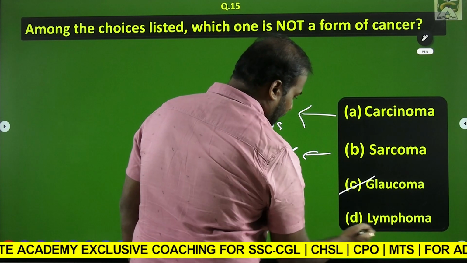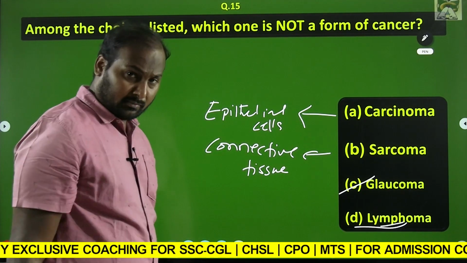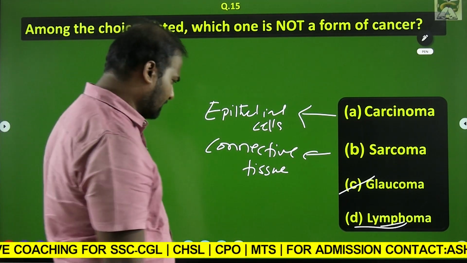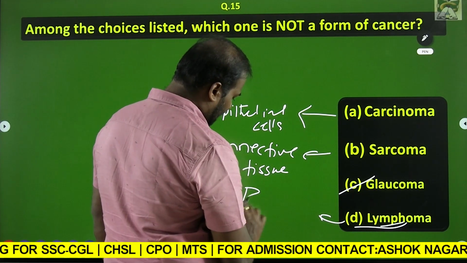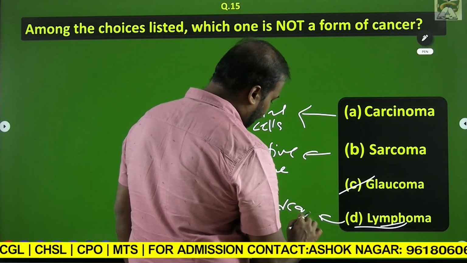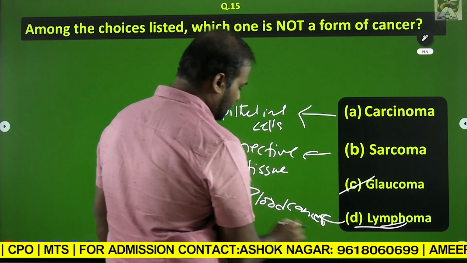Whereas lymphoma, see the word lymphoma, lymphocytes. Lymphocytes are nothing but white blood cells. So simply we can use the word blood cancer. Okay, blood cancer can be used.